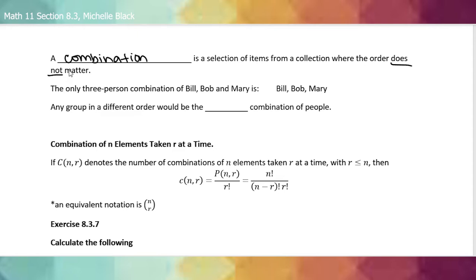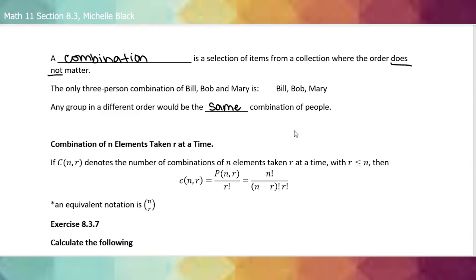Or in other words, the way that a combination differs from a permutation is that combinations are more about the group that you've created, like the group of people. It doesn't matter who's standing by who, it's still the same group of people. While a permutation depends on the order of the grouping. So if Bill and Mary switch spots, it's now a different ordering. In a combination, the order doesn't matter. So as long as it's the same objects within the group, it's the same combination. So any group in a different order would be the same combination of people.